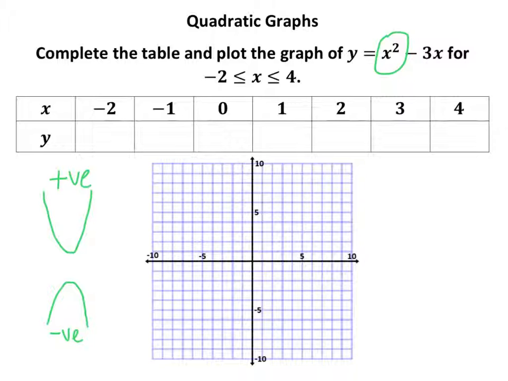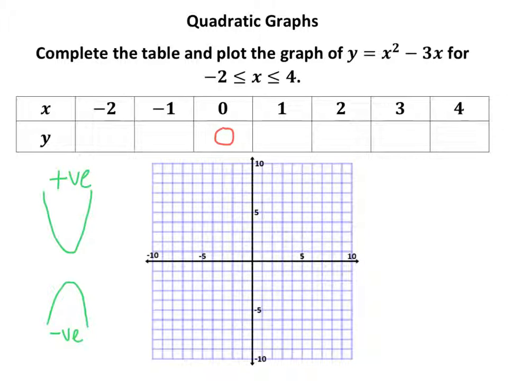If you're doing one of these, you're going to end up with a shape like that, and it's going to be a nice smooth curve. So first of all, we're going to generate, I'm going to rub that out because that's going to confuse me a bit later, but we're going to generate the points. So when x is 0, 0 squared minus 3 lots of 0 is 0. So that's nice and easy.